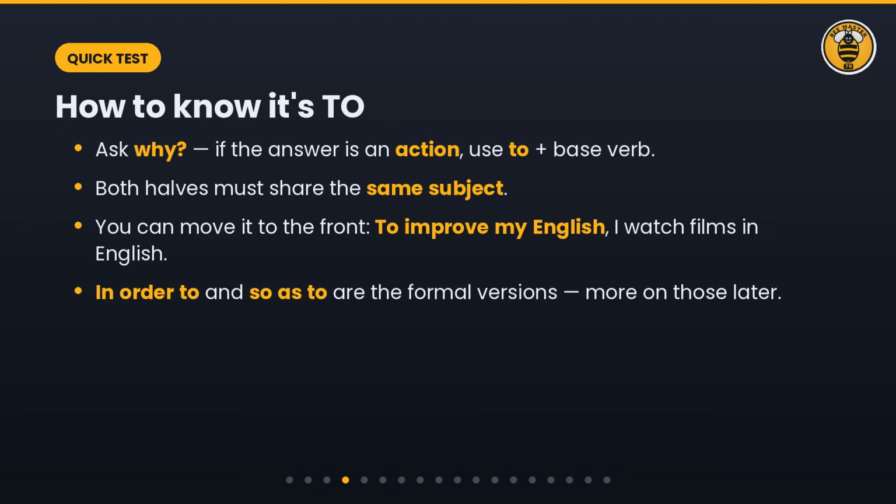Here is a bonus. You can move the purpose to the front of the sentence. To improve my English, I watch films in English. That is a very natural way to start a sentence, and it adds variety to your writing. If you want to sound more formal, in order to, and so as to, are the longer versions. We will come back to those.